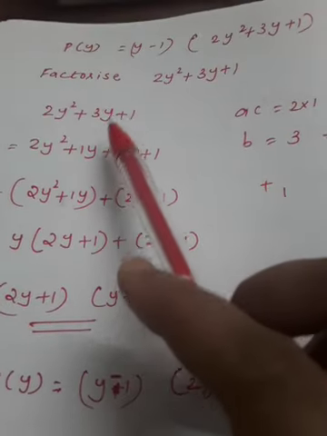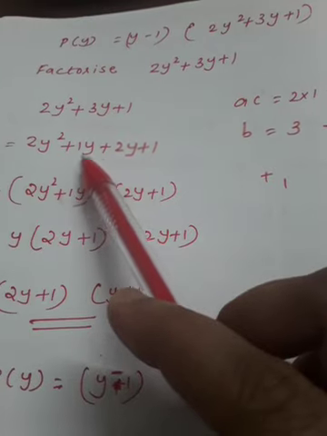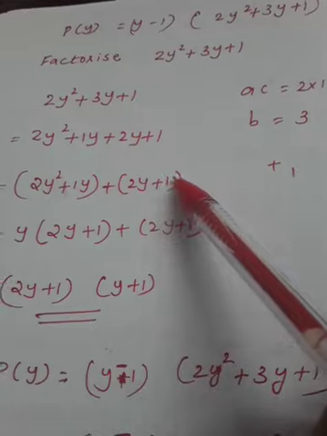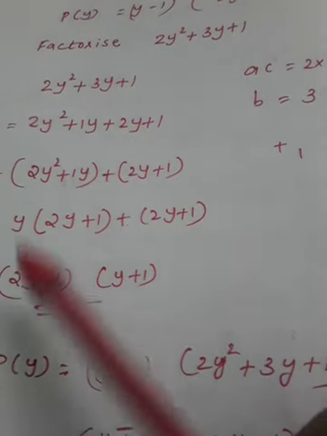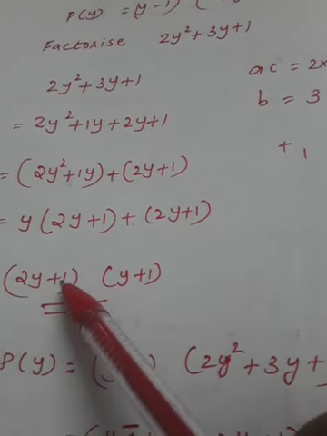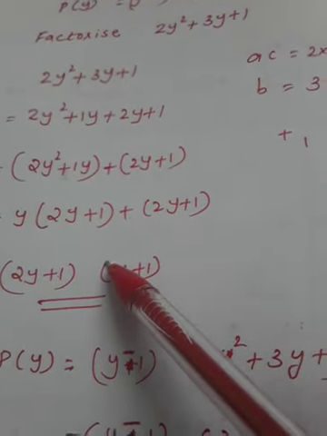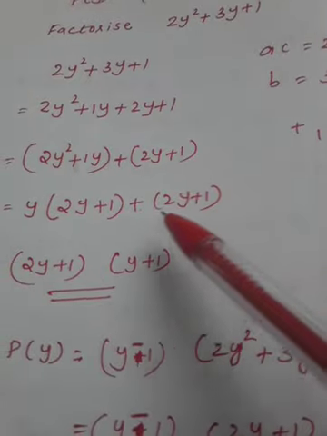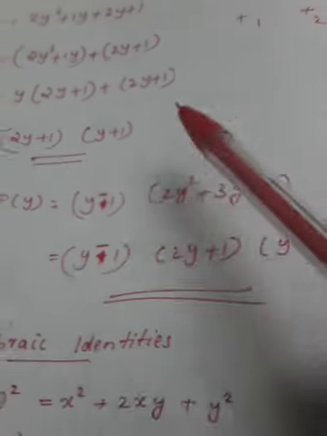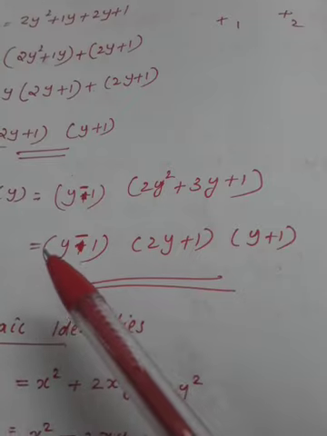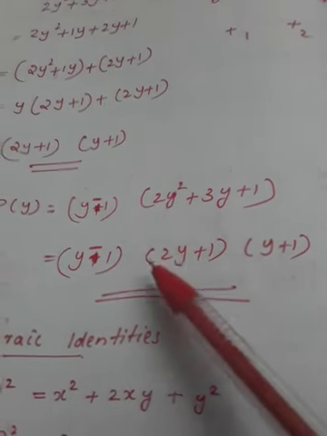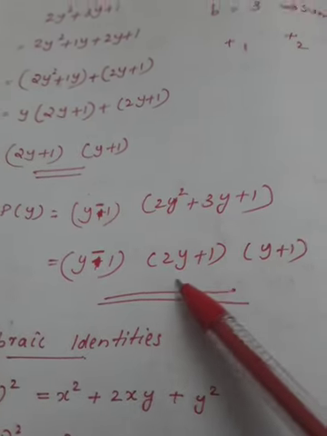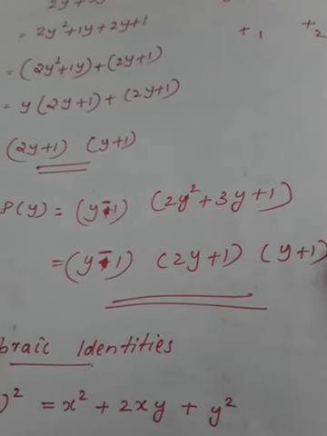So we should split this middle term 3y as 1y plus 2y. Then make them in groups, taking the common factor outside. Then 2y plus 1 is again the common factor that we should take outside. Then remaining y plus 1. There is no terms, so y plus 1. So which are the factors of the given polynomial P of y? y minus 1, 2y plus 1 and y plus 1.